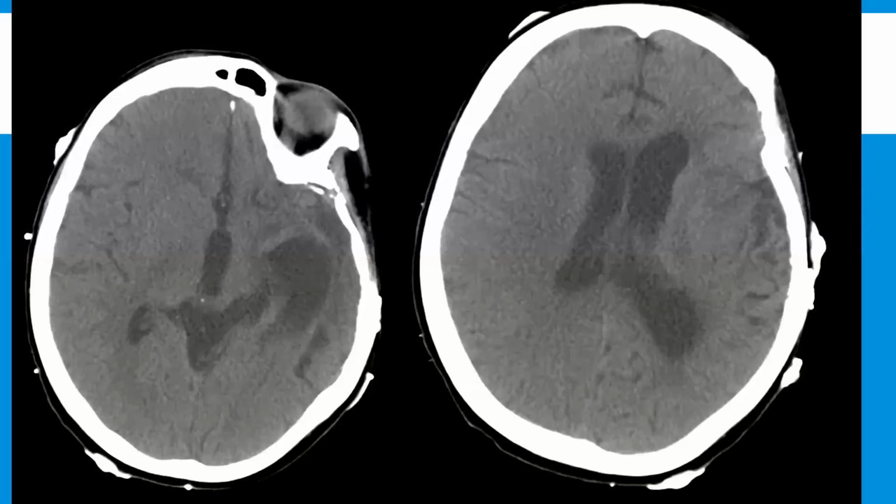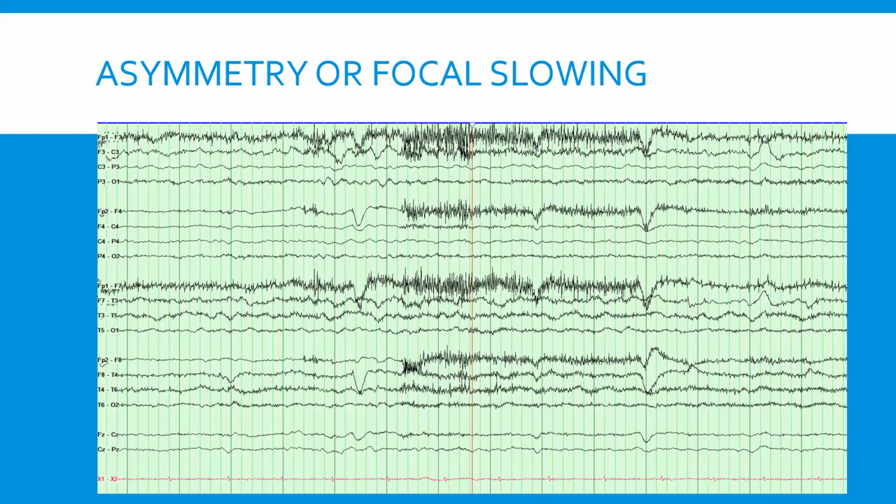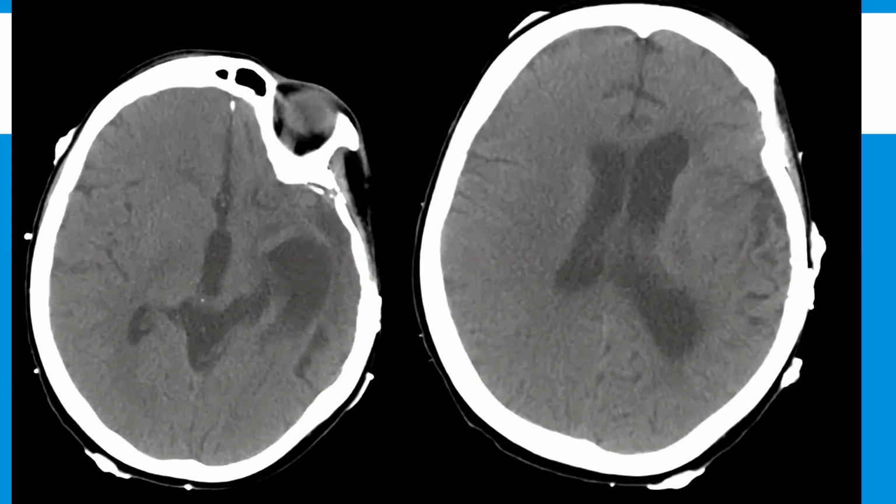So here's what I'm trying to show you. This is a focal slowing, and here's the CAT scan of the brain. This is a person who had surgery, who had part of the brain tumor removed. The left side is very abnormal, and that corresponds to this EEG. So this is the left side of the brain that's abnormal.